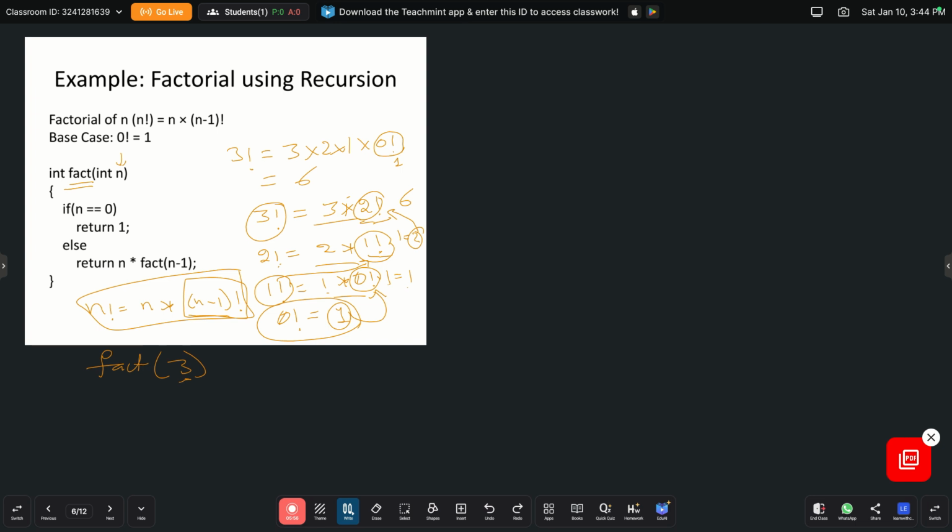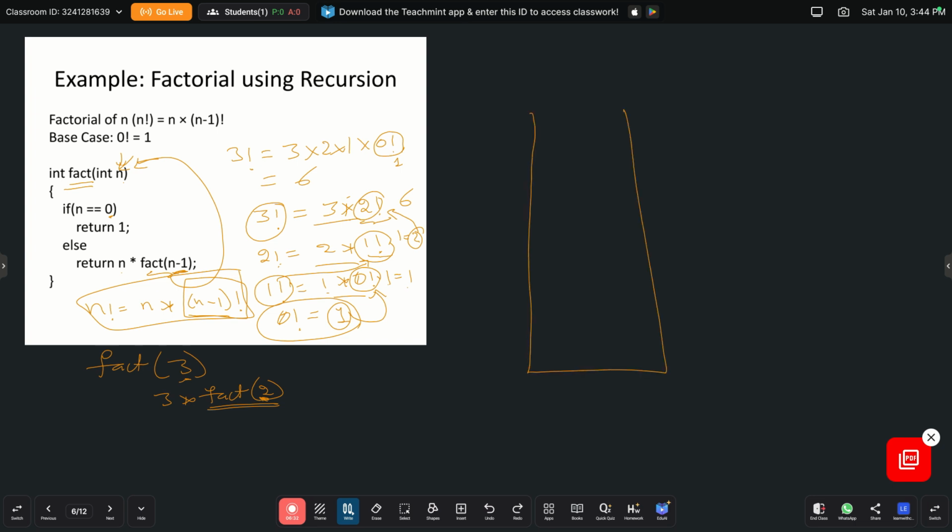And what is the n value now? Is it equal to 0? No. Then in such case, we are calculating n into, what is the n value right now? 3. 3 into fact of 3 minus 1, that is 2. Fact of 2 means nothing but again a factorial function call. Then from here the control will go to here. Now what is the n minus 1 value? 2. That 2 value has been copied into n. Now whatever the previous n value, that value will be stored in the stack.